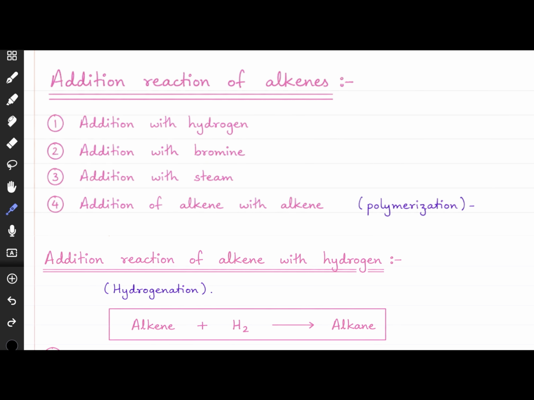Alright. Furthermore, the addition reaction of alkenes is actually 4 addition reactions. The first addition reaction of alkene is with hydrogen, then it's with bromine, then it's with steam, and lastly, it is with another alkene. And the last addition reaction is also called polymerization, which we're going to study further in organic chemistry.